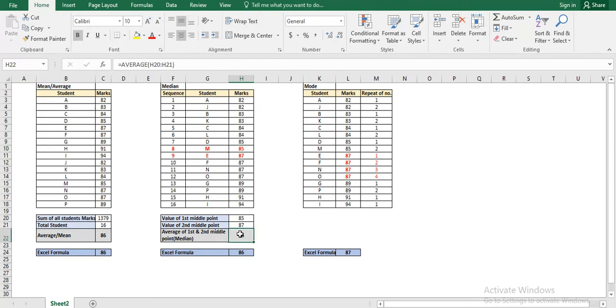We can use an Excel formula also to find the median. There is a formula which is median. When we use it, it gives us the same value as we got manually.